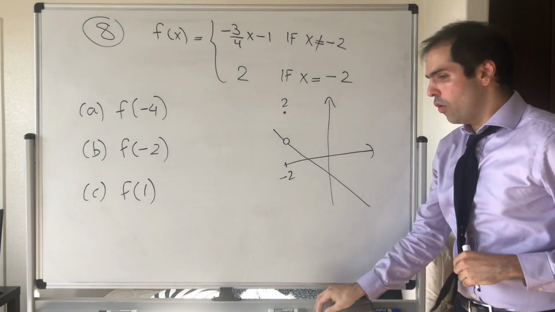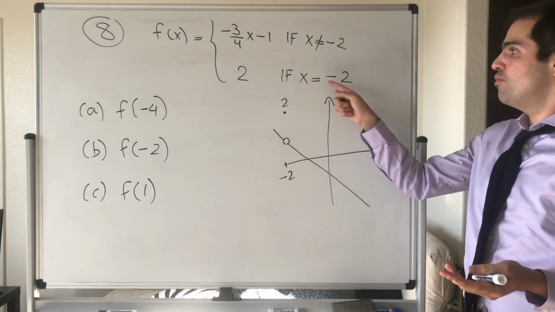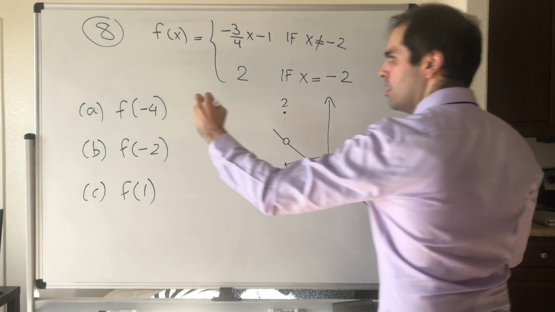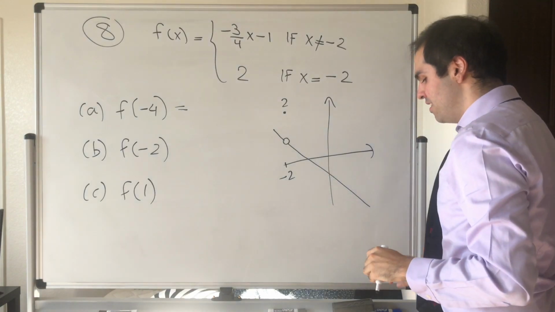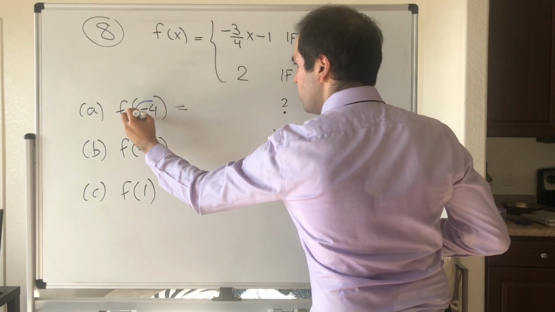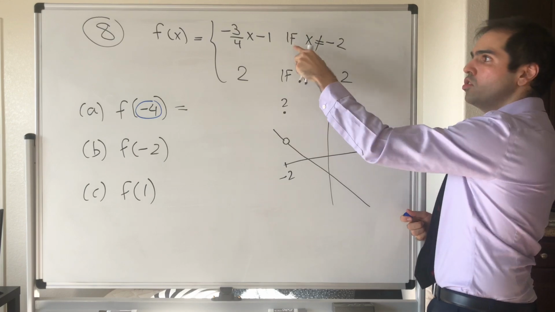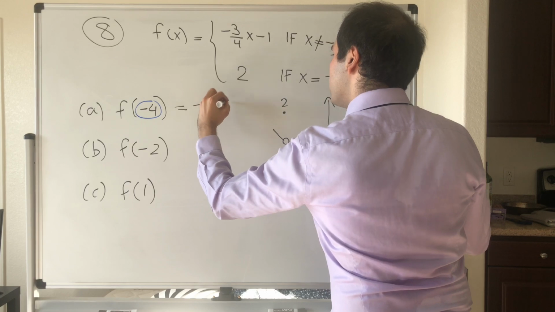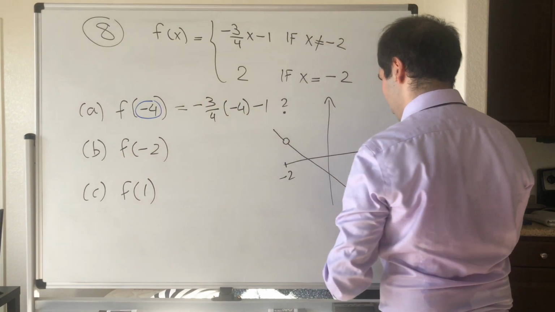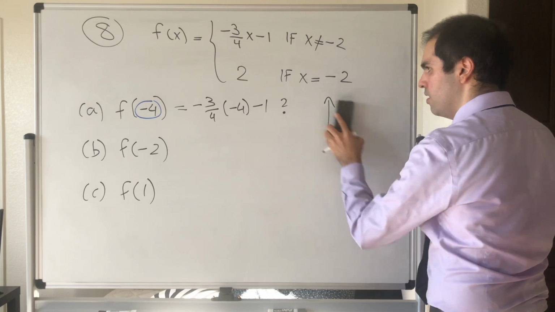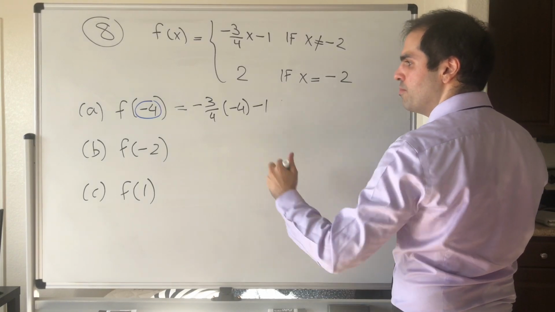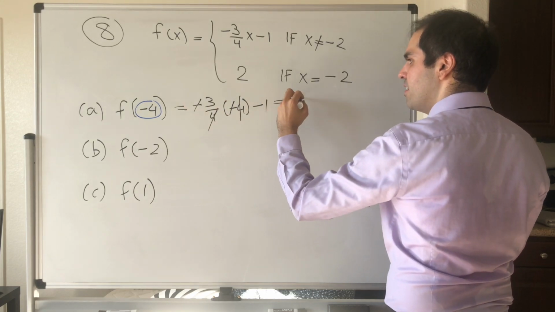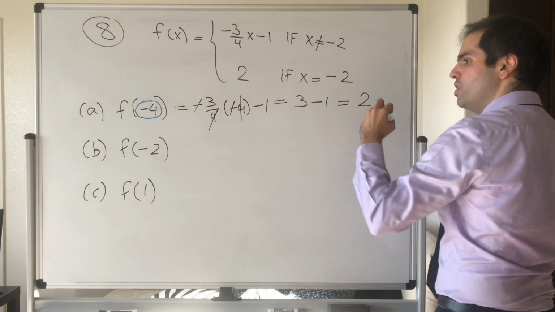Okay? And so, if we want to calculate values of f, we just need to make sure, is the input -2 or not? Let's say, for instance, f of -4. The input here is not -2. So we have to use the first definition. So -3/4 times -4 minus 1. And here there's a nice simplification: this 4 cancels out, this minus cancels out, and you get 3 minus 1, which is 2.